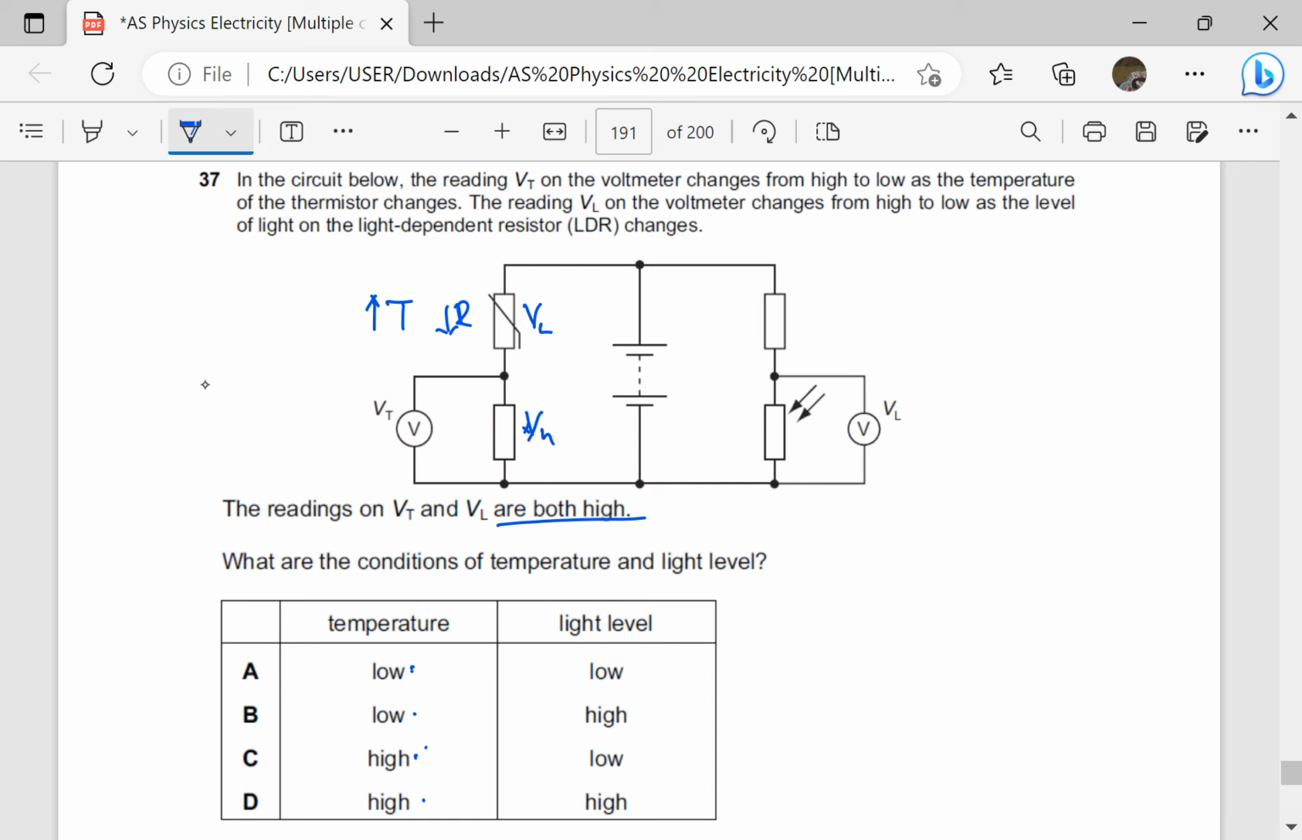So temperature should be high, so it means low is out. The temperature is high, so low is out. So we are going to choose from high, C and D. So we cross out A and B.